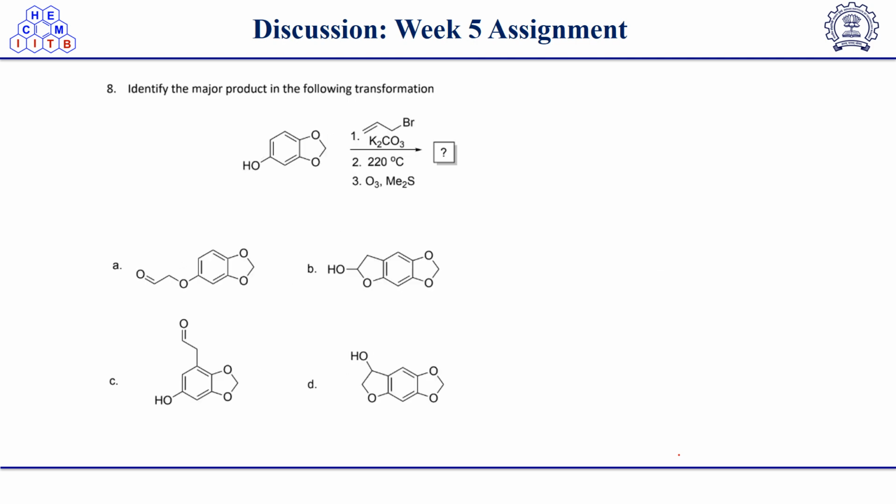Moving to the next question, identify the major product in this following transformation. So what will be happening when we are treating this particular compound with allyl bromide in K2CO3, then heating it at 220 degrees Celsius followed by ozonolysis and quenching with dimethyl sulfide. So out of the four options given here, which will be the major product?